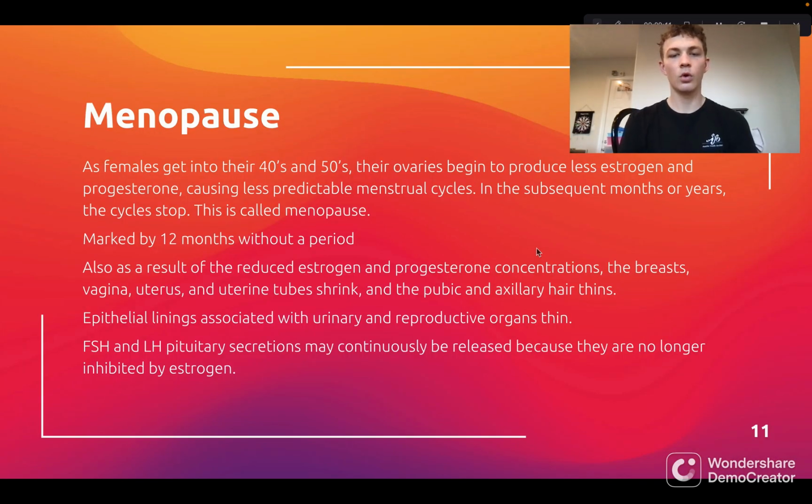As females get into their 40s and 50s, their ovaries begin to produce less estrogen and progesterone, causing less predictable menstrual cycles. In the subsequent months or years, the cycles stop. This is called menopause. 85% of women reach menopause by the age of 50.